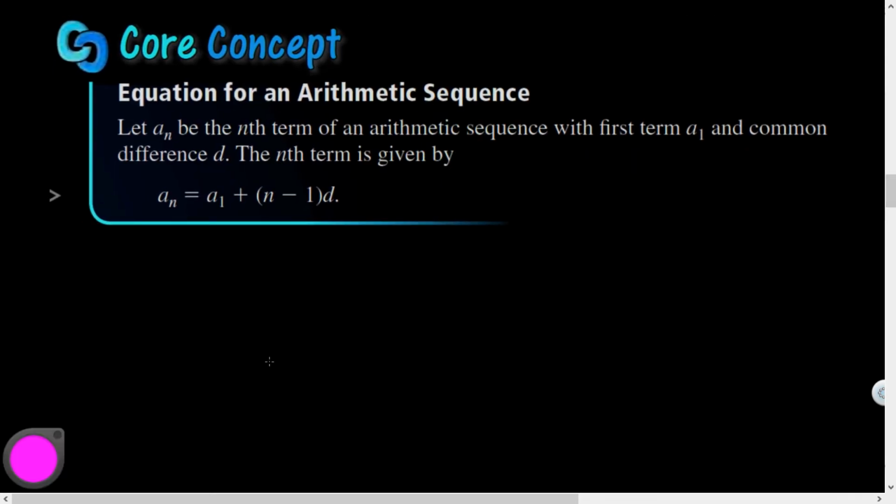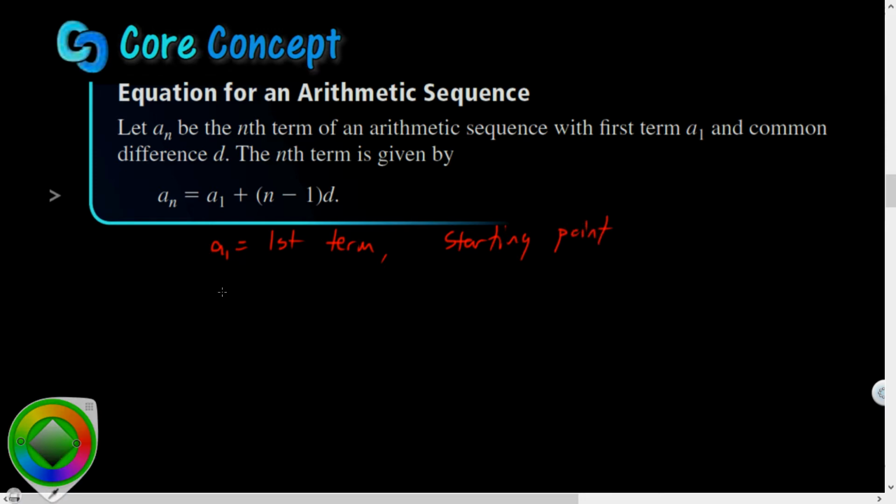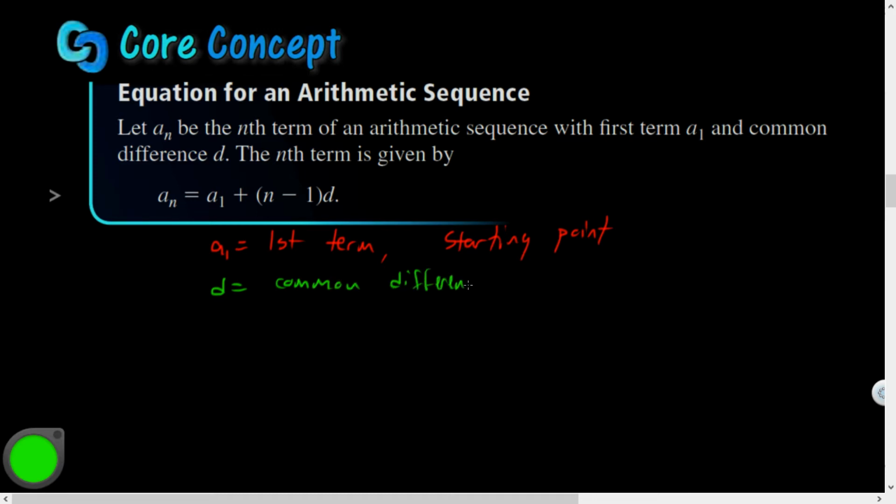And I like to think of this, a sub 1 is our starting point, right? It's our first term, or starting point. d is the common difference, which kind of behaves like our slope did back when we were talking about lines. That's the amount it's changing by. And then n is just the number of the term that I'm looking for. So let's see if we can put this to work.